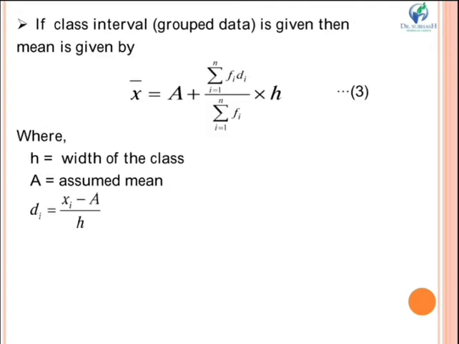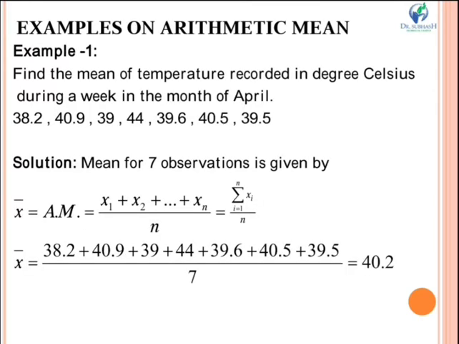And the third one is if class interval, that is grouped data, is given to us along with frequency distribution, then mean is given by x bar equal to a plus summation fi di upon summation fi, into h, where h is the width of a class and a is the assumed mean, and di is given by xi minus a upon h. Now let us discuss some examples based on arithmetic mean.